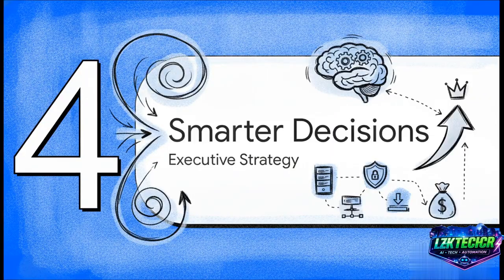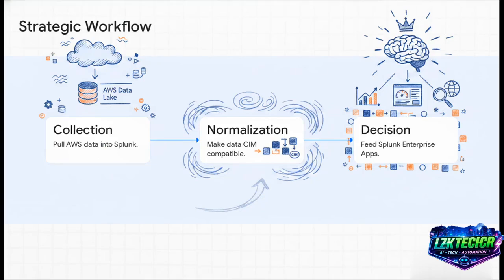Which brings us to our final pillar, driving smarter business decisions through executive-level strategy. Let's move on and see how this builds across the organization in a very simple 3-step flow. Step 1 is the AWS data collection we already discussed, pulling everything in. Step 2 is normalization, making all that raw data CIM compatible. But step 3 is the real strategic payoff, executive decision-making.